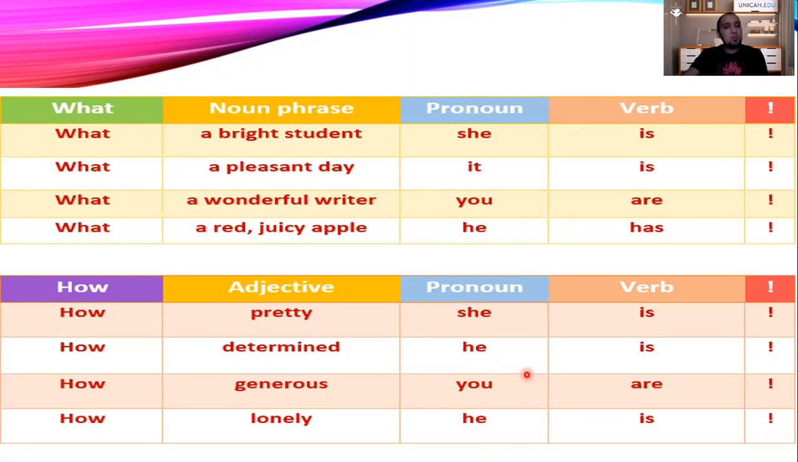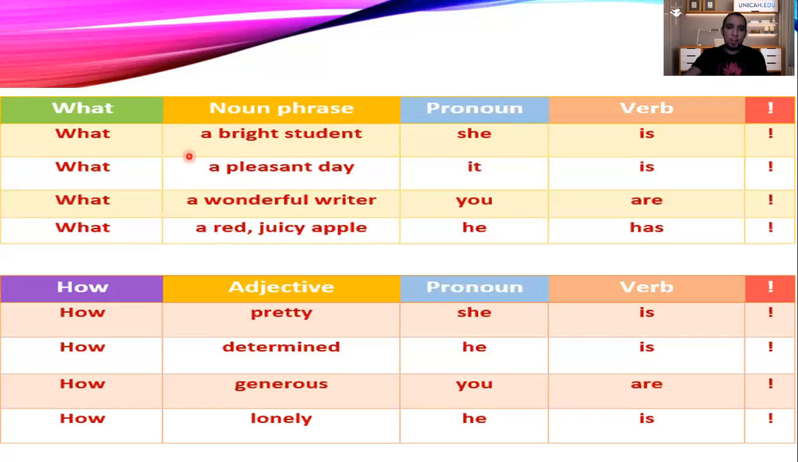And we have a structure, especially when we start with what or how. Listen, with what, I have to use after the word what, obviously, a noun phrase, then a pronoun, and finally the verb. Most of the time, the verb to be. And obviously the exclamation mark. So you can see it here in this chart. But maybe you are wondering what a noun phrase is. It's very easy. A noun phrase is composed of 3 elements. The article, a or an, an adjective, and a noun. That's why it's a noun phrase.